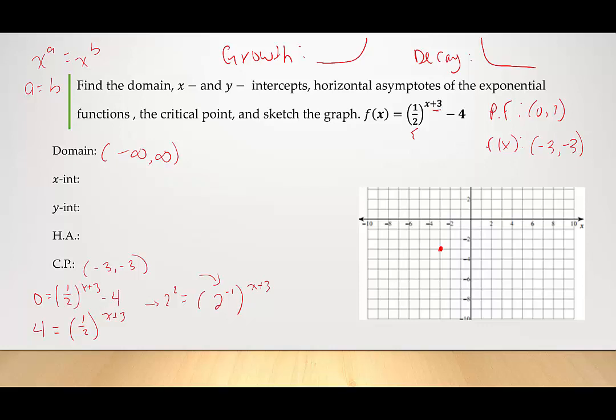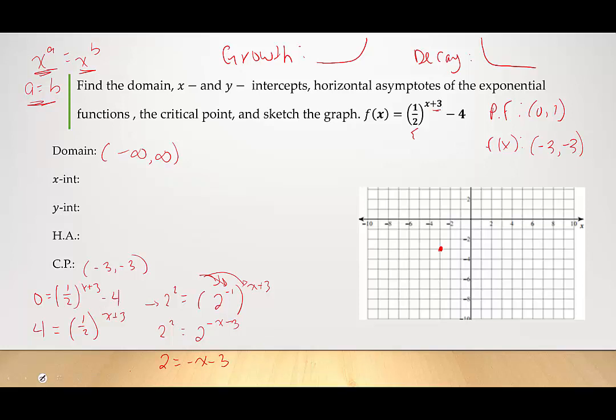Now what we have over here is a power to a power. Do you remember how to simplify a power to a power? We multiply the powers. So this is 2 squared, and this is going to be 2 to the negative 1 times x plus 3. Distribute the negative, and we get negative x minus 3. Now that we have the same base, they're both base 2, and since they're equal to each other, the exponents must also equal each other. So 2 must equal negative x minus 3.